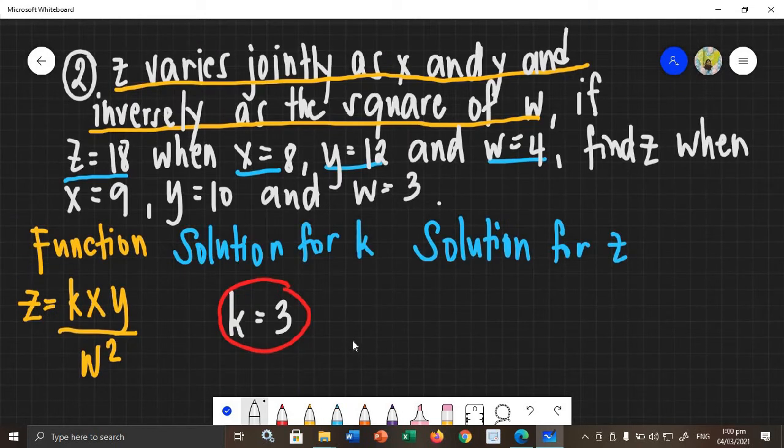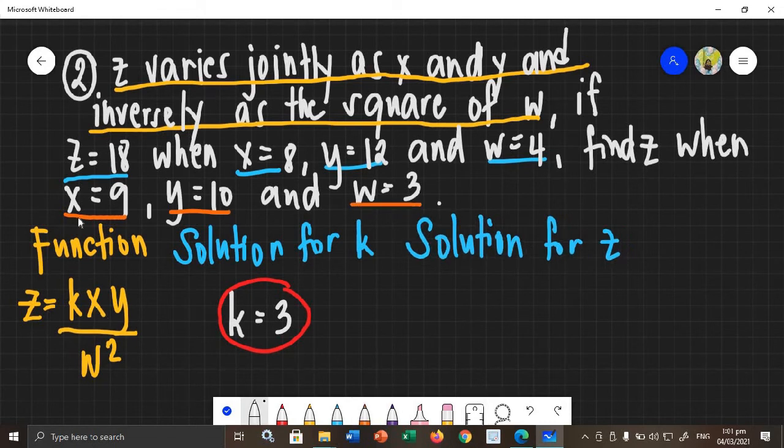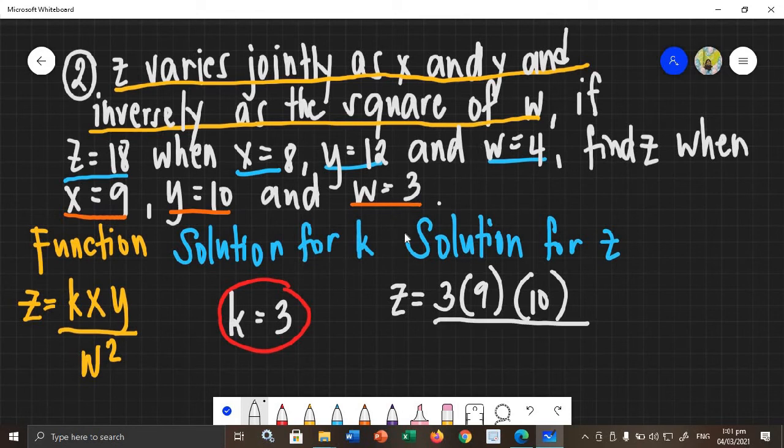Now that we have the value of the constant, we can now solve the value of the unknown using the second values of x, y, and w. Okay? So using the function, we now have z is equal to the value of k, which is 3, times the value of x, which is 9, and then we have 10 as the value of y, over w, which is 3, and it is squared.